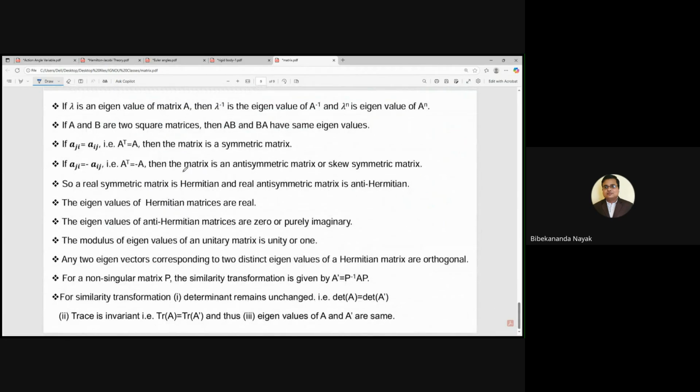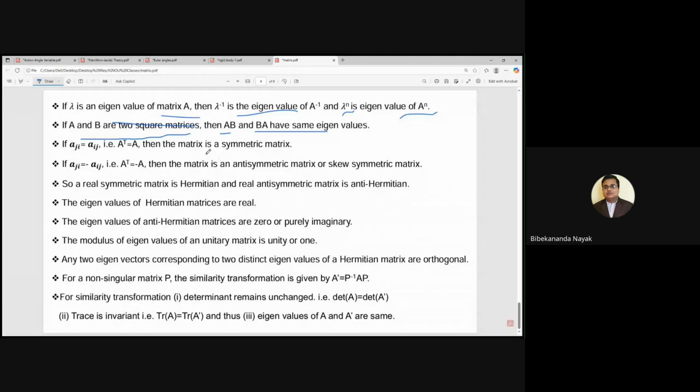Another thing: if lambda is an eigenvalue of A, then lambda inverse is an eigenvalue of A inverse, and lambda to the power n is an eigenvalue of A to the power n. If A and B are two square matrices, then AB and BA have the same eigenvalues.